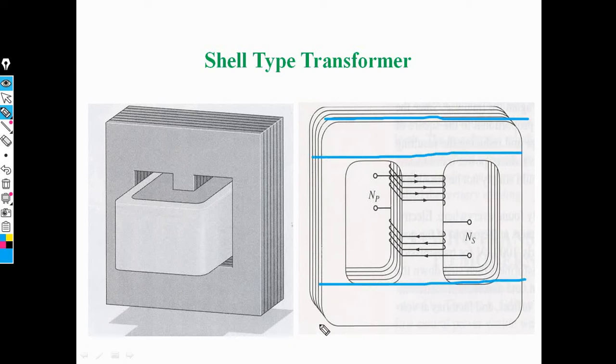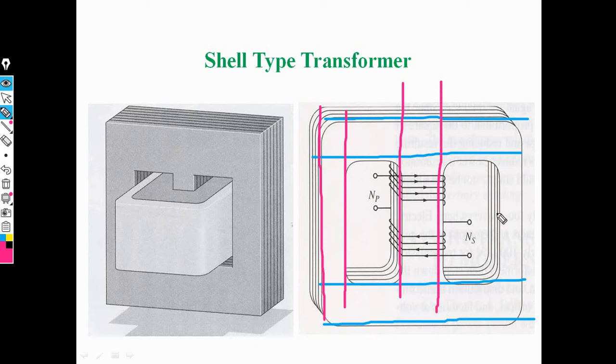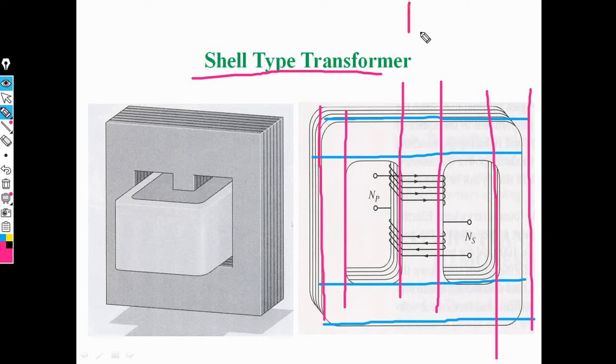Now these are the two yoke sections here, and these are the three limbs here. That means in a shell type transformer, this is the primary winding and this is the secondary winding. In a shell type transformer, the primary winding and secondary winding are placed on the central limb of the transformer. This is the central limb here.